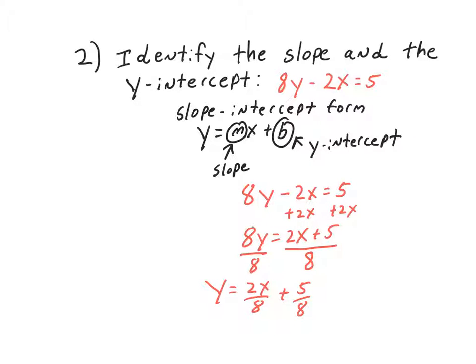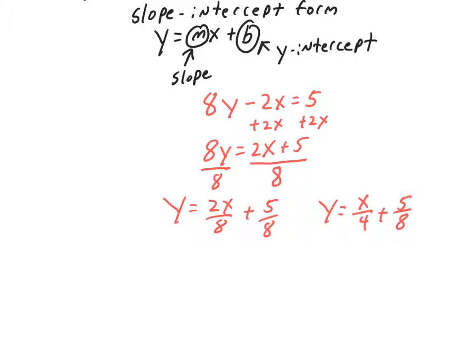And then if we simplify the 2x over 8, that's going to equal 1x over 4. And the 5 over 8 is already simplified. So our slope is going to be 1/4. And then our y-intercept is 5 over 8.